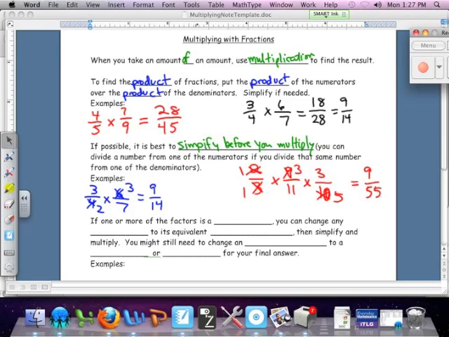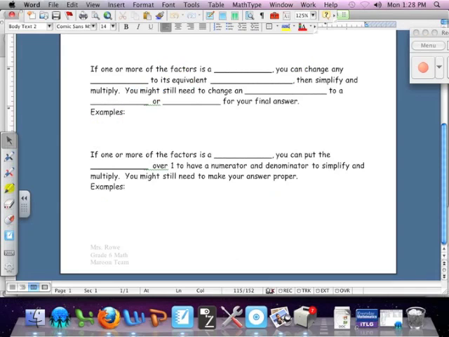Now we're going to get into the mixed number part. So I'm going to clear the ink. Everyone's got that so far then? See, if one or more of the factors is a mixed number. It says number, but then I ran out of room and started going slanted. You can change any mixed number to its equivalent improper fraction. Then simplify and multiply.